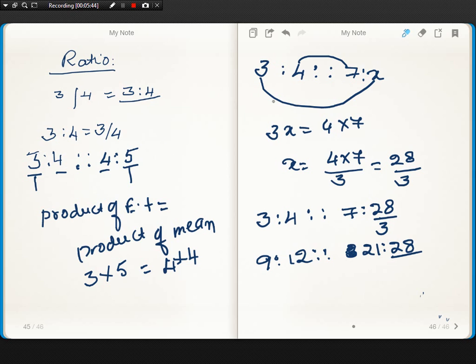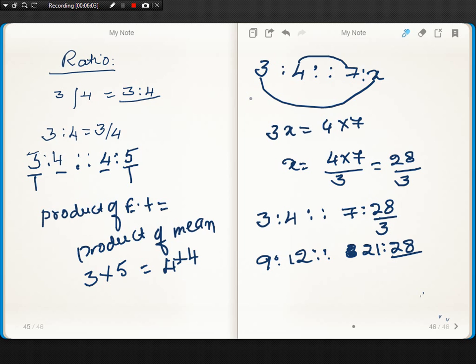The product of extremes is equal to the product of means. Simply, we can say the product of extremes is equal to the product of the means. This is the concept. What is a ratio? A ratio is just two numbers which are in division.